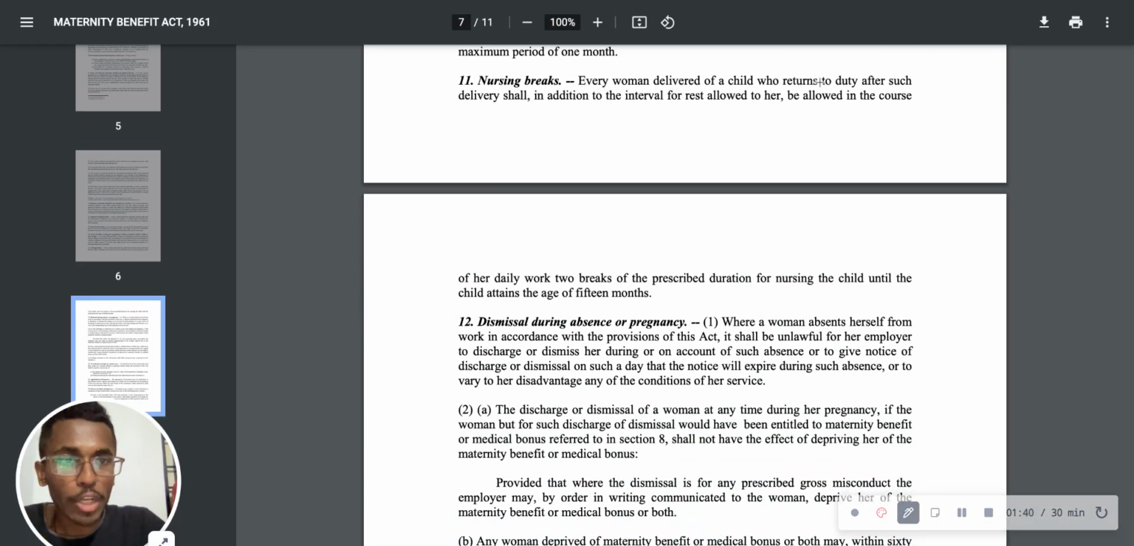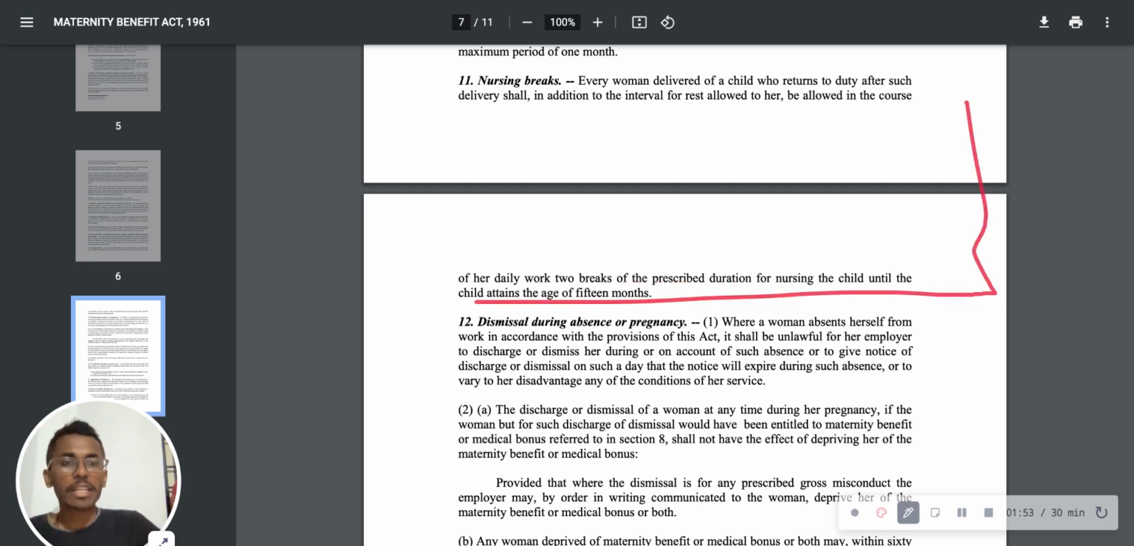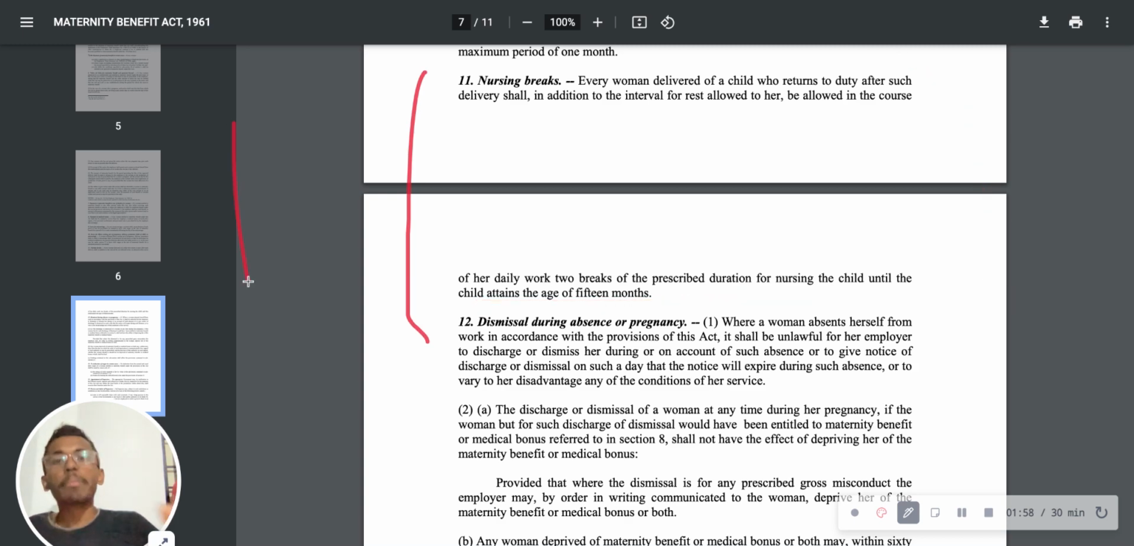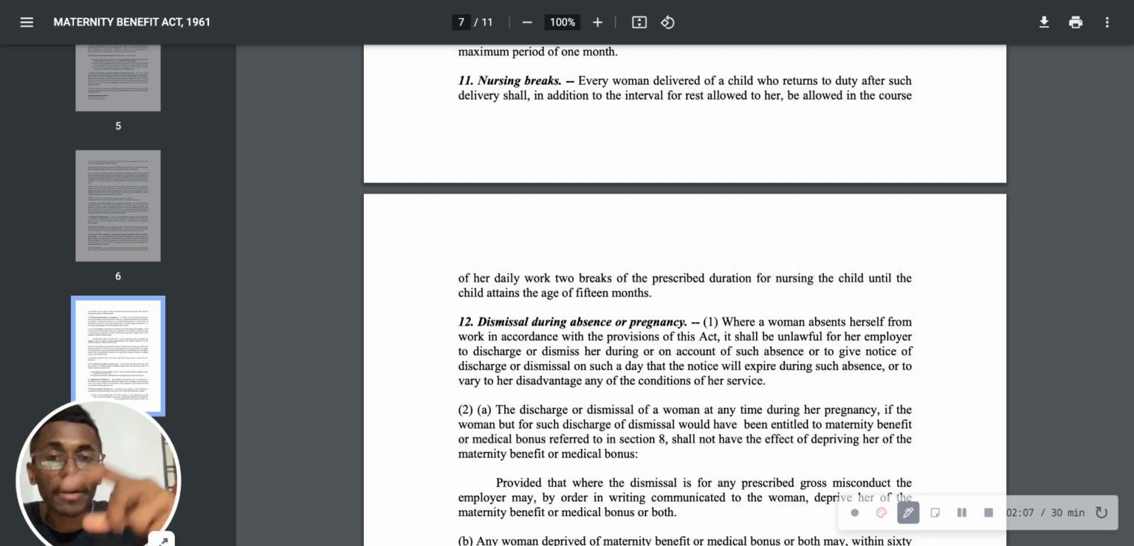Every woman delivered of a child who returns to duty after such delivery shall, in addition to the interval for rest allowed to her, be allowed in the course of her daily work two breaks of the prescribed duration for nursing the child until the child attains the age of 15 months. So until the child attains the age of 15 months, that nursing period should be given, because immediately after the delivery, you cannot come and sit to work, right? So there should be some time frame given.